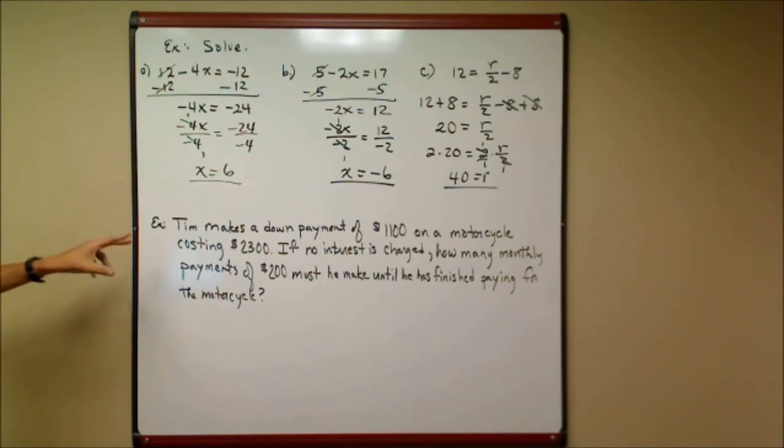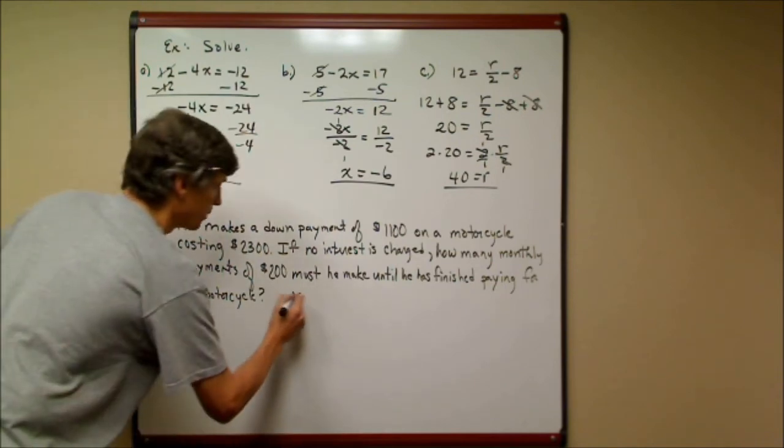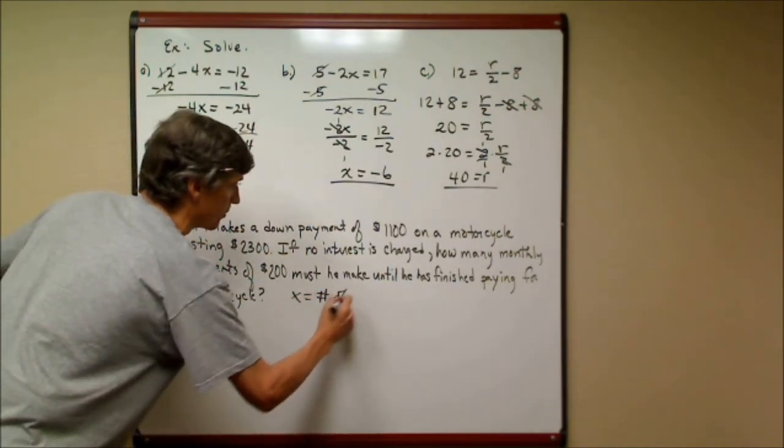Now I'm going to get really fancy. I'm going to take a story problem here. I'm going to write a 2-step equation by modeling this problem with an equation. And I have to be very careful reading the words and using a little common sense here. Tim makes a down payment of $1,100 on a motorcycle costing $2,300. If no interest is charged, how many monthly payments of $200 must he make until he's finished paying for the motorcycle? I'm going to let x be the number of monthly payments.